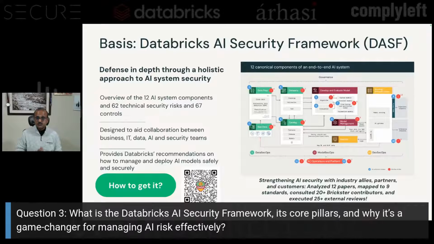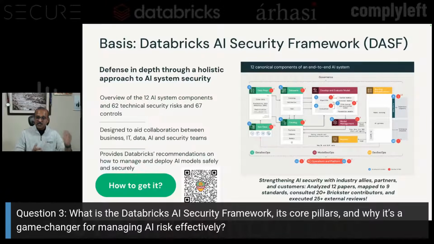So what we did with the Databricks AI Security Framework is for the rest of the world, not for those 5 companies or 10 companies that are building AI large language models, or generally anything to do with agents and all of that, right? We wanted to demystify and provide a holistic approach to AI security, so we broke the AI system into 12 different components, and then we analyzed at each one of those components what the risks are.